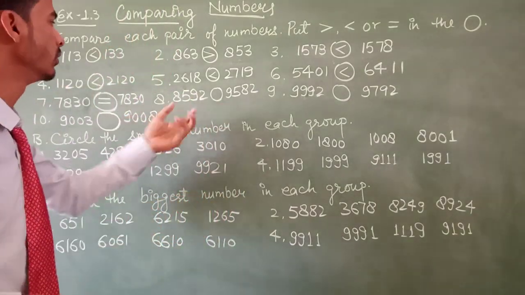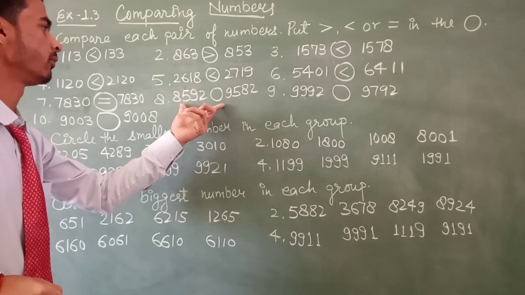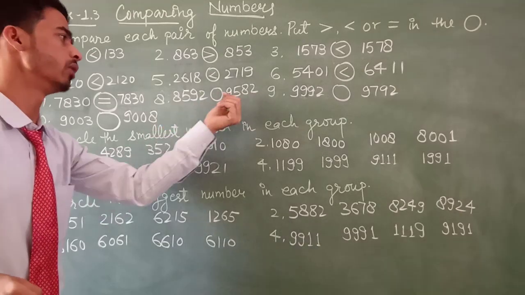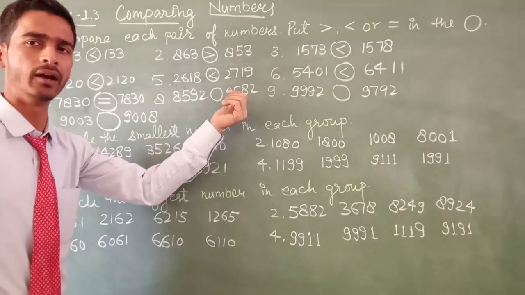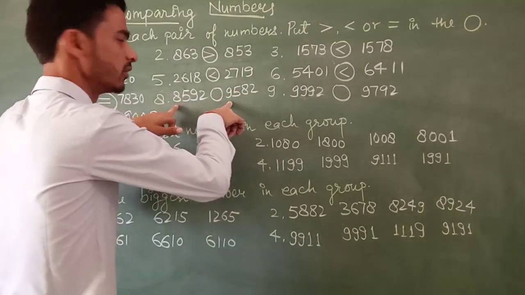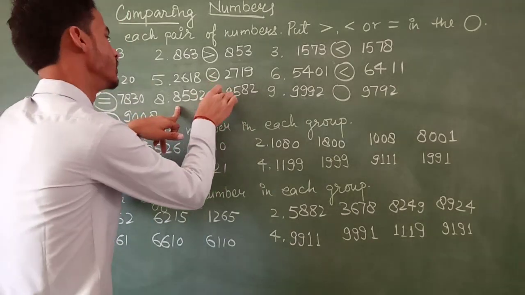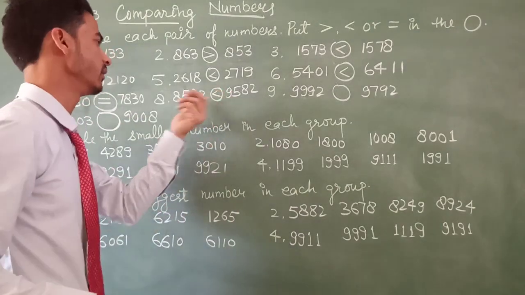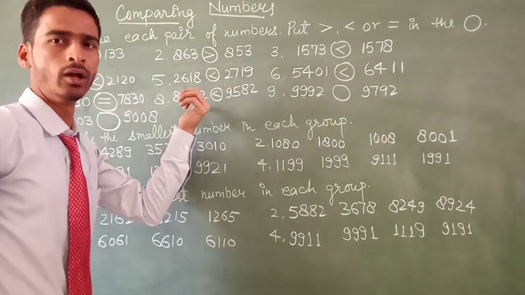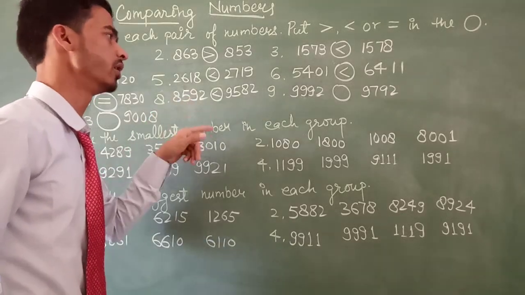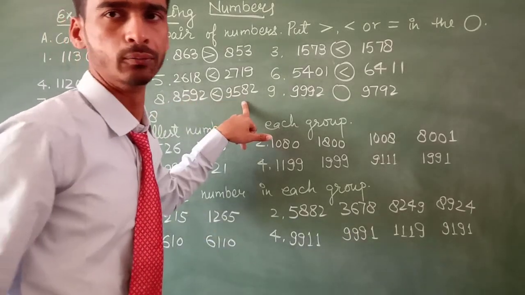Okay. Now we have to come to question number 8. This number is 8,592 and this is 9,582. Firstly, we have to compare the 1000s places, and 9 is greater than 8, so we can say that 9,582 is greater than 8,592. In other words, you can say that 8,592 is smaller than 9,582.